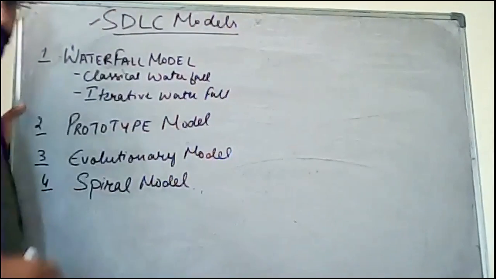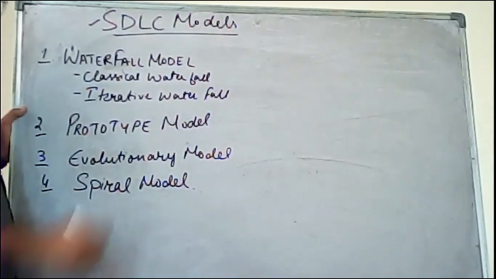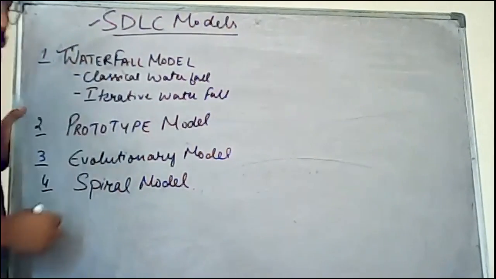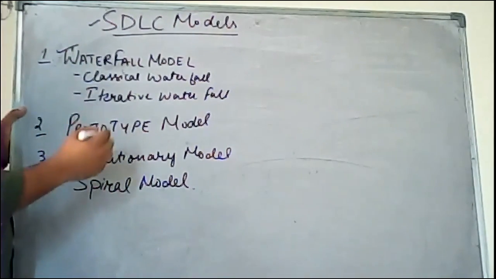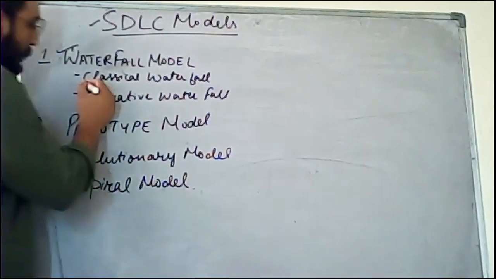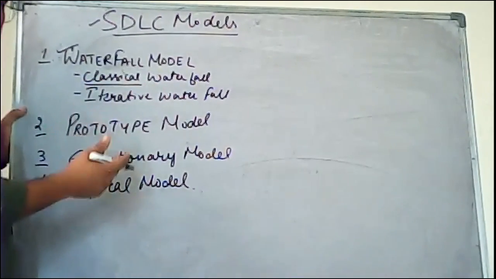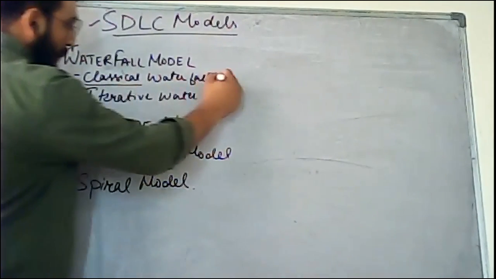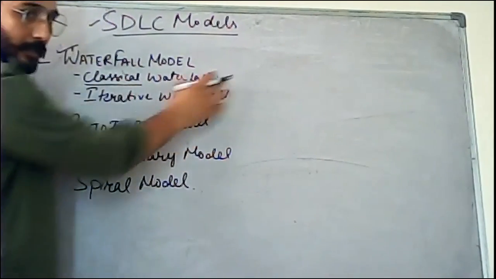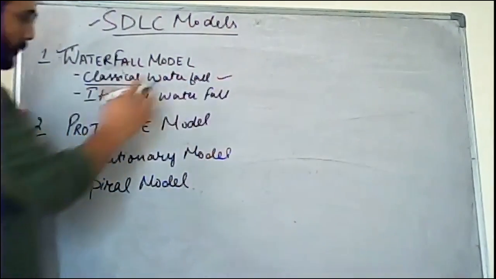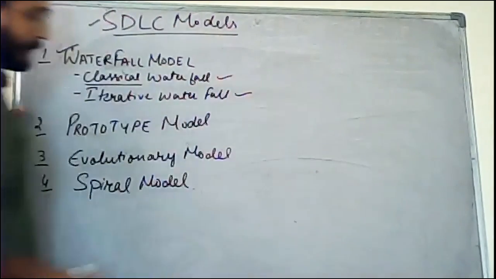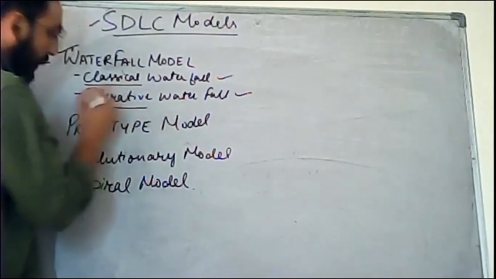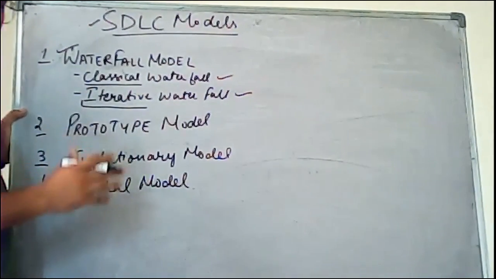We are studying the concept of SDLC models, and there are four models in the syllabus. The first is the waterfall model. There are two waterfall models. First is the classical waterfall model; draw the diagram of how it looks. The drawbacks that come in the classical waterfall model will be fulfilled by the iterative waterfall model. This is the iterative waterfall model.